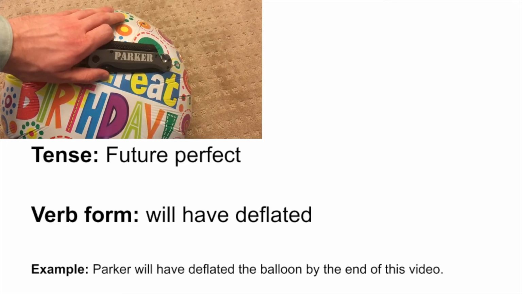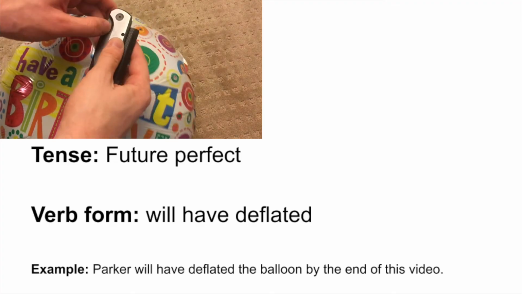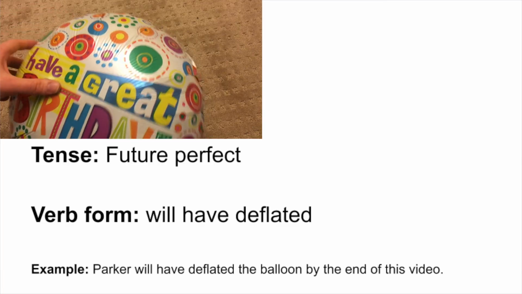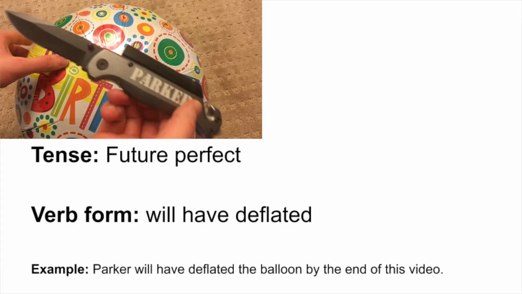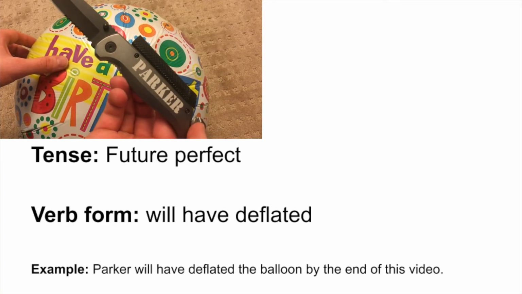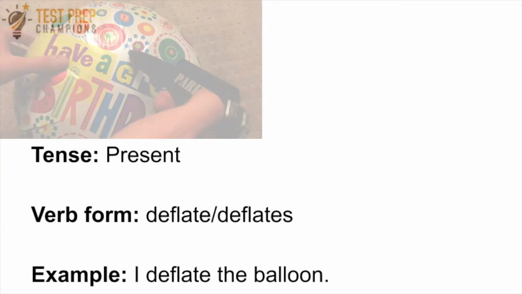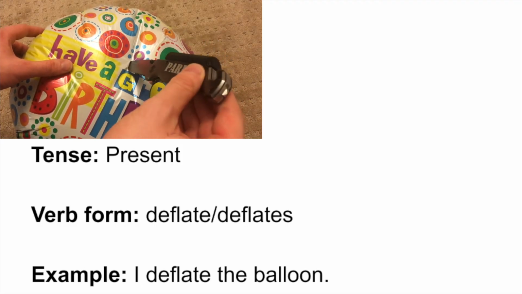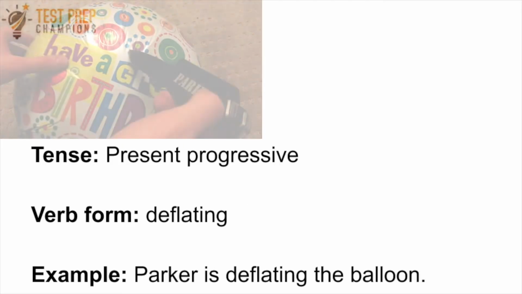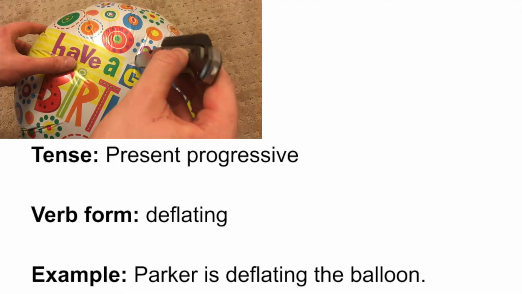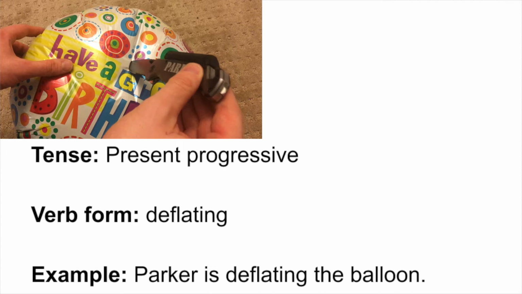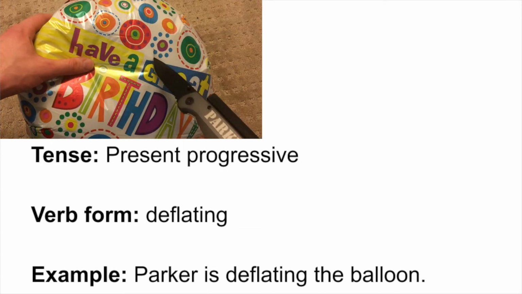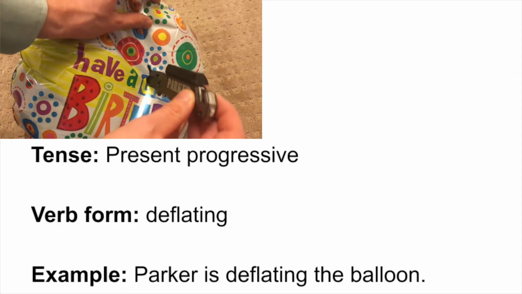Future perfect tense shows us that an action will happen by a specific future time. We put the words will have in front of the past tense form of the base verb, which gives us will have deflated. For example, Parker will have deflated the balloon by the end of this video. For the present tense, we would say deflate or deflates. For example, Parker deflates the balloon, or I deflate the balloon. The present progressive tense is used to show that an action is in progress. For the present progressive tense, we add ing to the present tense and put is in front of it, which gives us is deflating. For example, Parker is deflating the balloon right now.